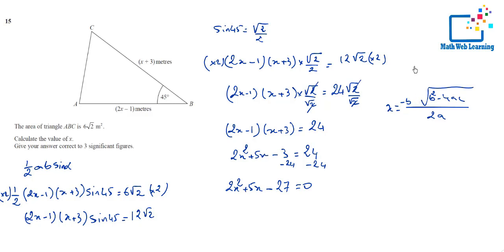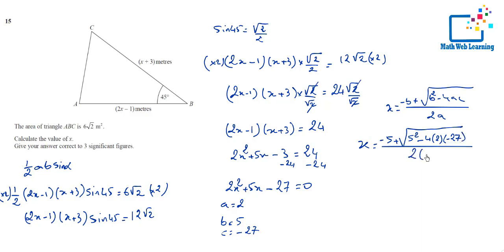Okay, so I'm going to write it above, just the plus. So let's plug in all the numbers. A equals 2, b equals 5, and c equals negative 27. We're going to plug all this into the formula. Minus 5 plus the square root of 5 squared minus 4 times 2 times negative 27, and all that divided by 2 times 2.